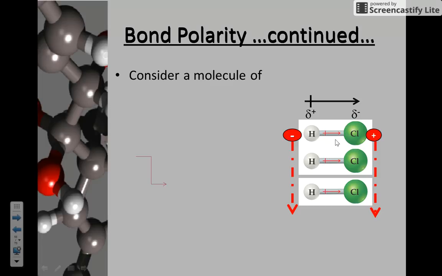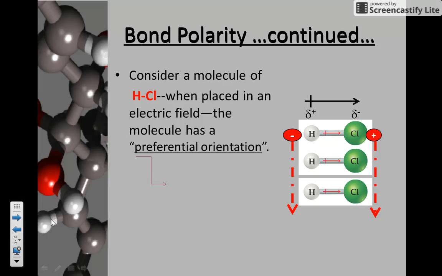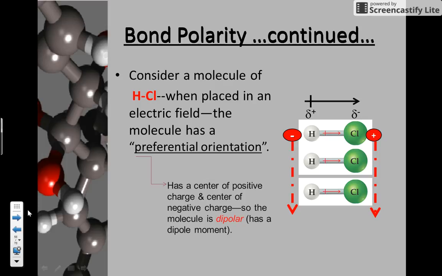And so if you were to have, say, here I have 3 hydrogen chloride molecules and I throw them into an electric field, they would all have a preferential alignment when you place the HCl in this electric field. Now that preferential alignment or preferential orientation in the field means it has a center of positive and a center of negative charge. So we would say that the molecule has a dipole moment or it is dipolar.